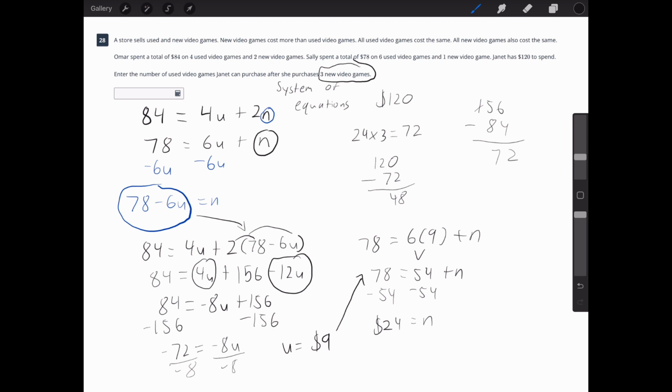So at this point, she has $48 left. And we want to divide by the price of used video games, which is 9. Okay? And we know that it goes into it 5 times, because 9 times 5 is equal to 45. So that's the most it goes in. So the final answer is that she can buy 5 used video games.